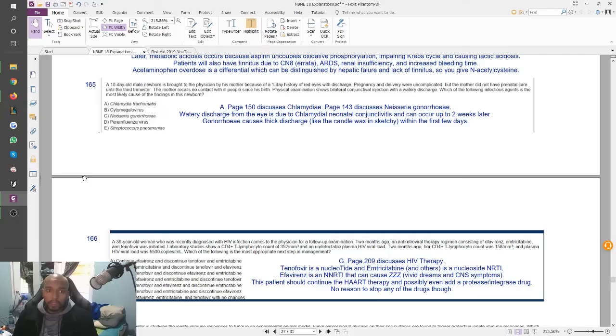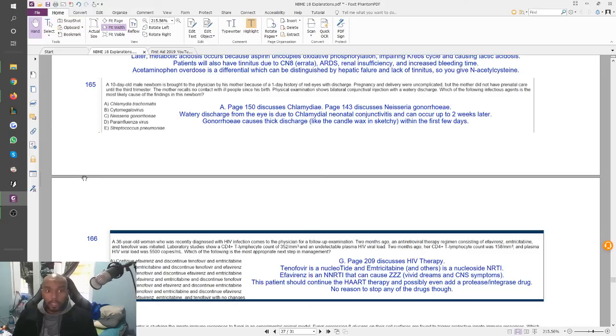With the watery discharge and the conjunctivitis, you always go with chlamydia. Neisseria gonorrhoeae causes a very thick discharge, okay? And the way you remember that is really just because of Sketchy Micro. In Sketchy Micro, chlamydia is occurring on an island in the middle of nowhere, and there's water everywhere. So it's a watery discharge. It also takes a long time. It doesn't occur immediately, right?